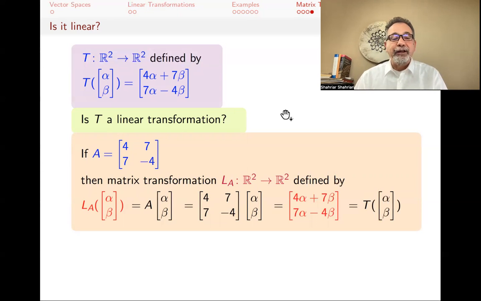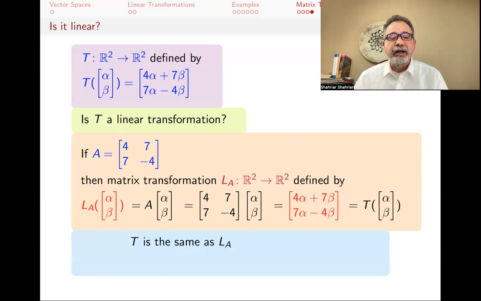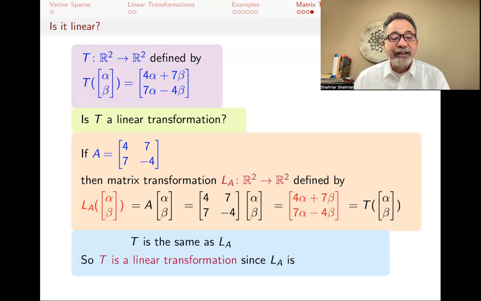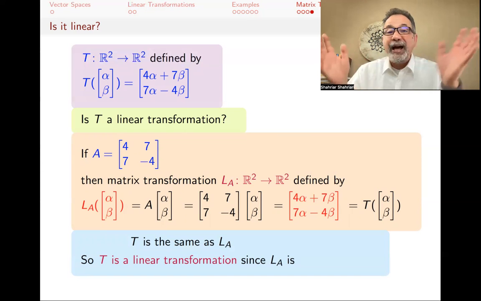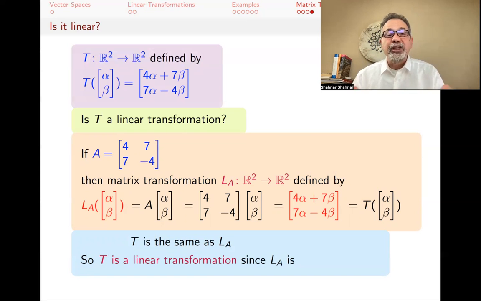So L_A of (alpha, beta) is the same as T of (alpha, beta). So I know that T is the same as L_A. And so now I know that T is a linear transformation since L_A is. So this is a proof that T is a linear transformation without getting my hands dirty and looking at T of x plus y and T of alpha x. But instead, just pointing out that if you look at this matrix, then T is really in disguise a matrix transformation, a linear transformation that was constructed from a matrix, and because of that is a linear transformation.